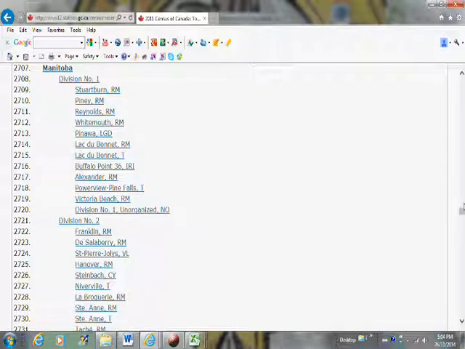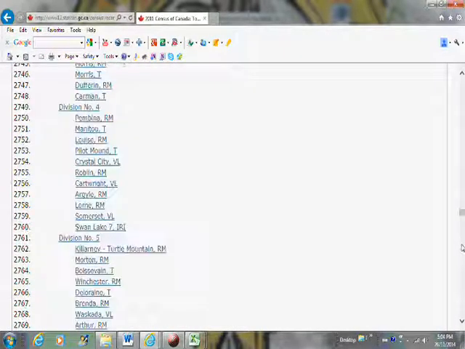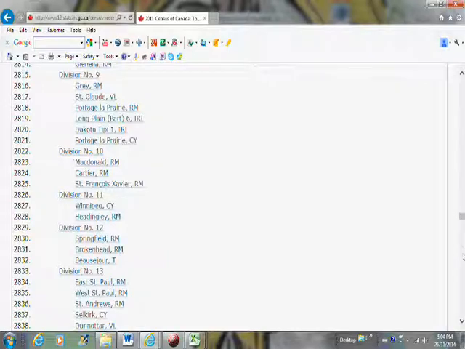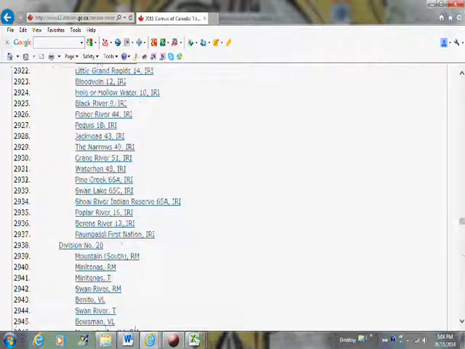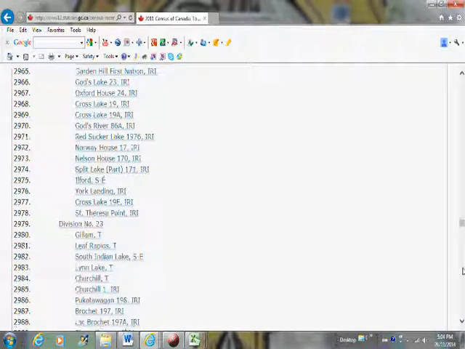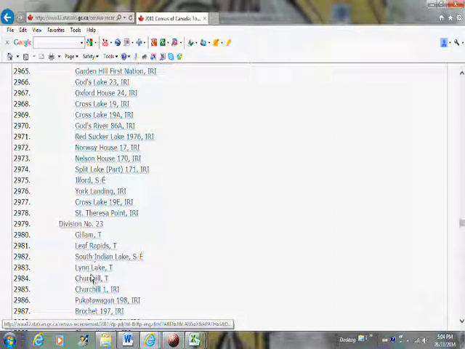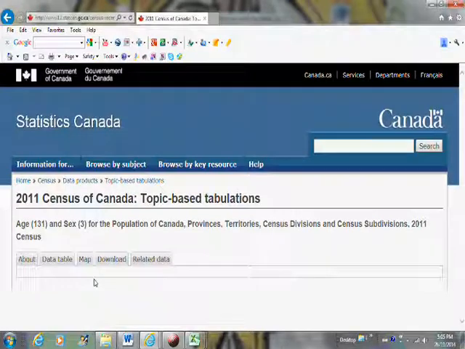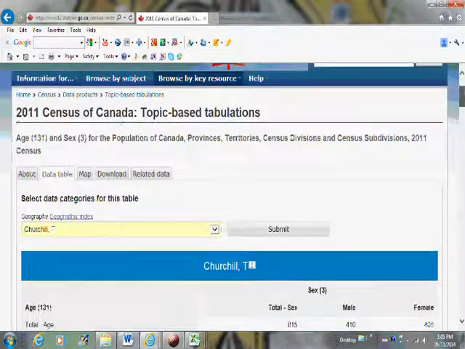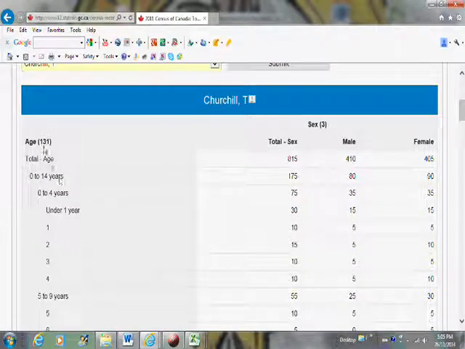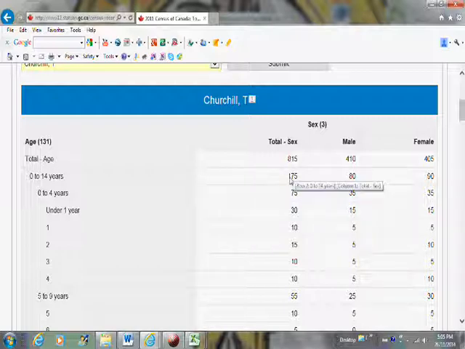Let's go to the center of Canada, roughly. I'm just going to pick Churchill as an example. I just happen to know that Churchill is up in division number 23. You can search this easily enough and get to Churchill. Now, Churchill is a very small town. Every single breakout, the 131 different breakouts for age, are all randomly rounded to 5. So they're rounded up or down. So you really don't know. There's a range of 10.